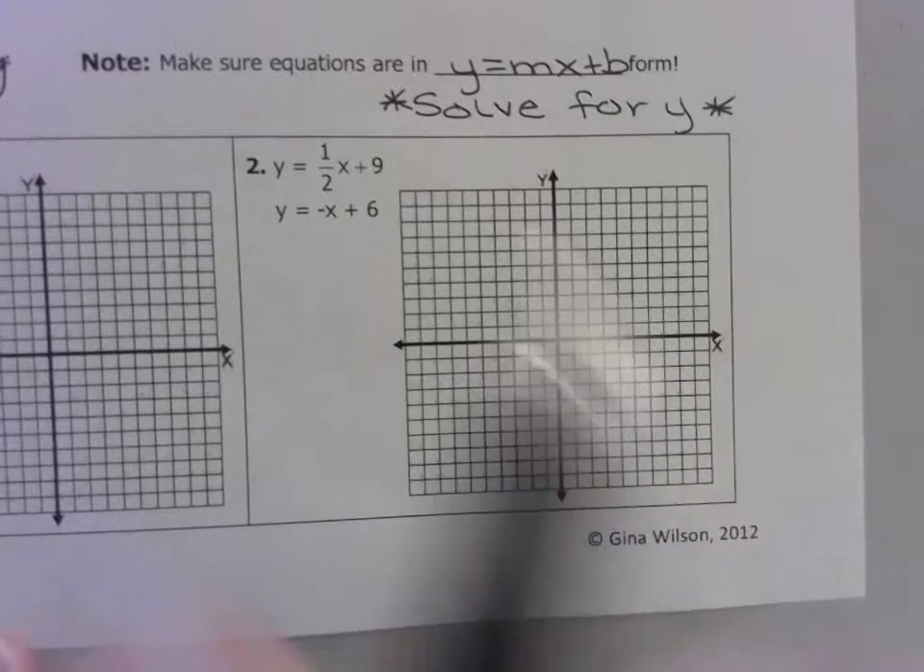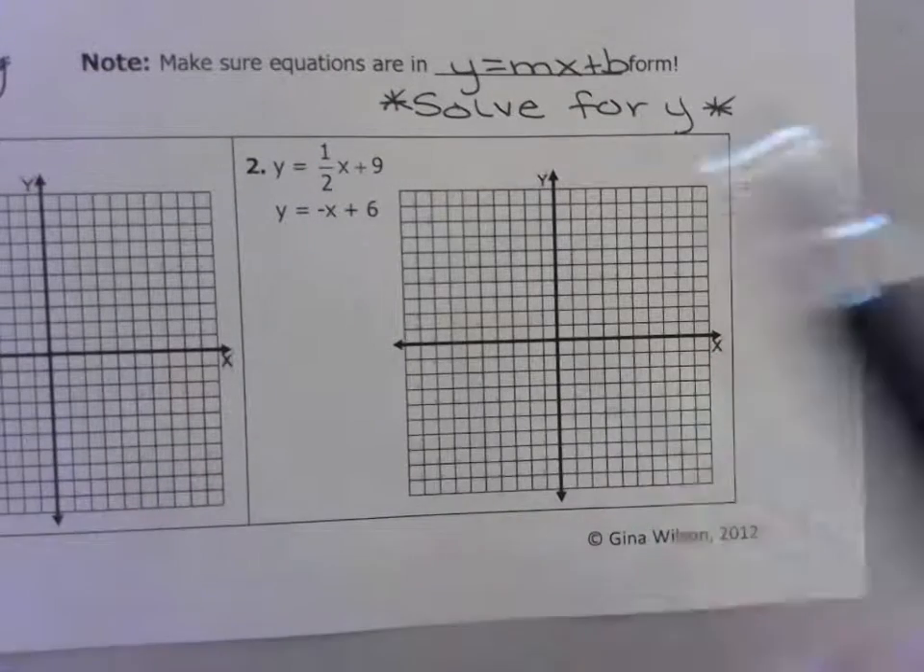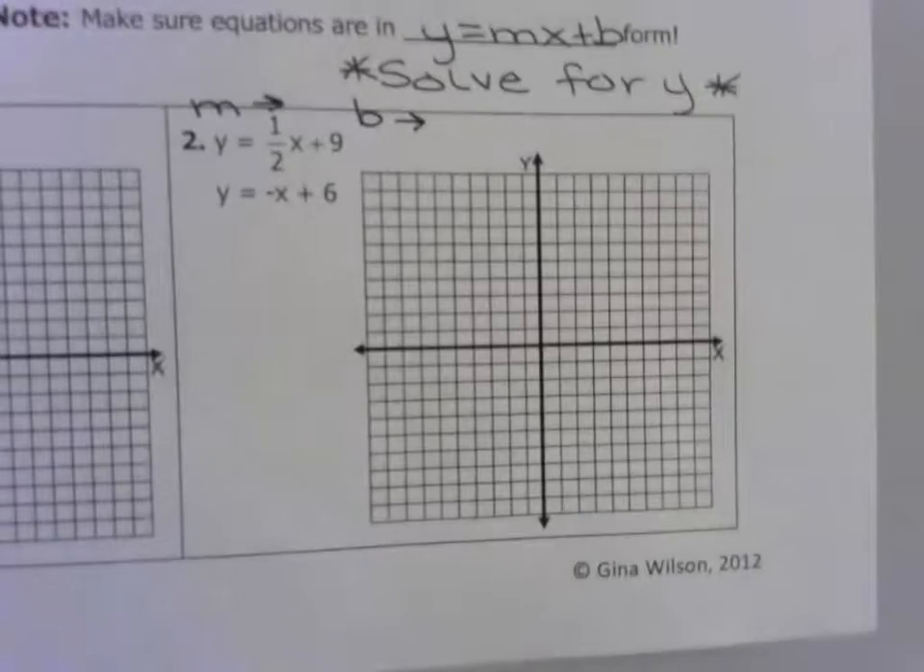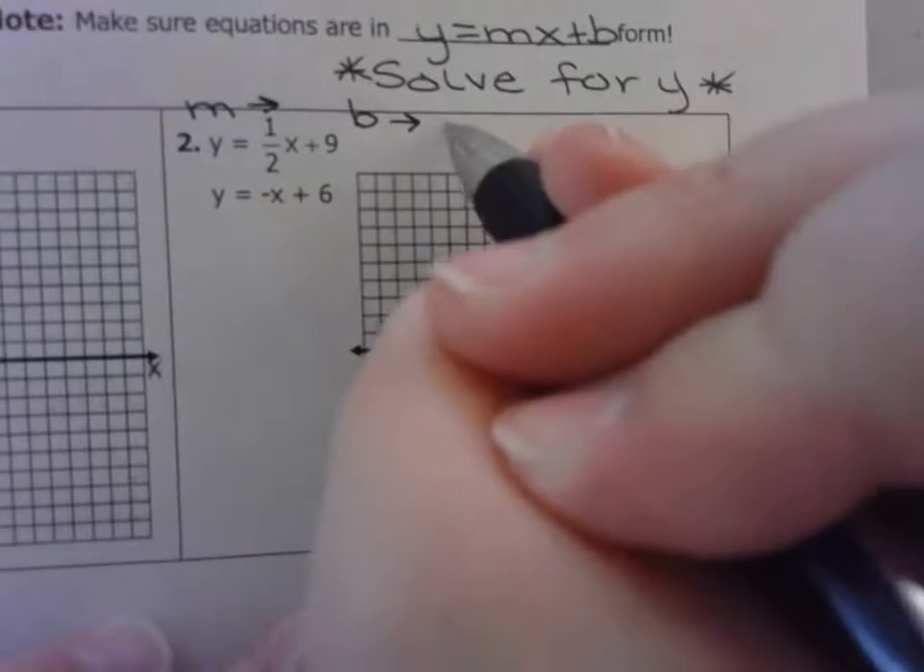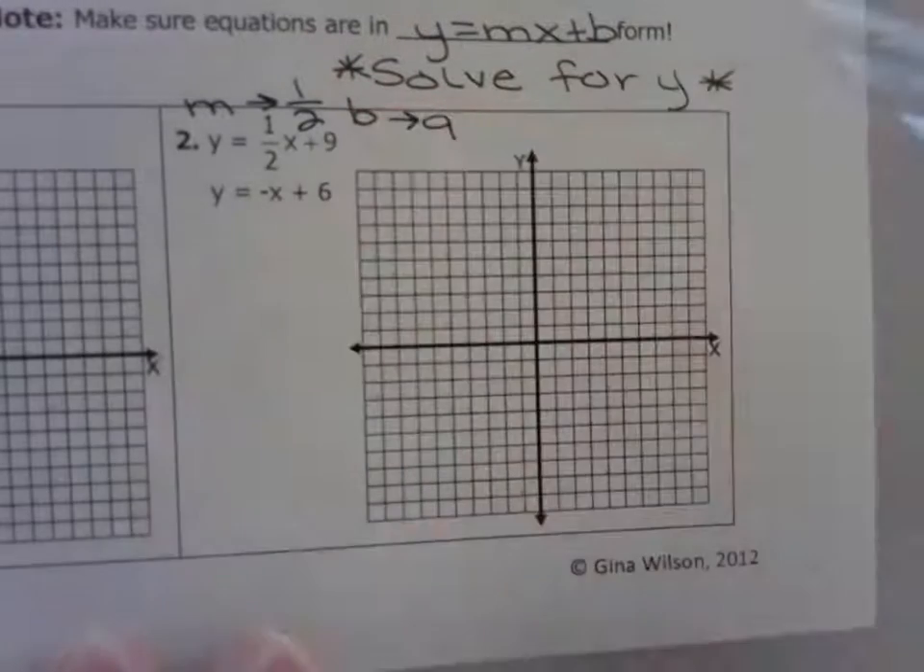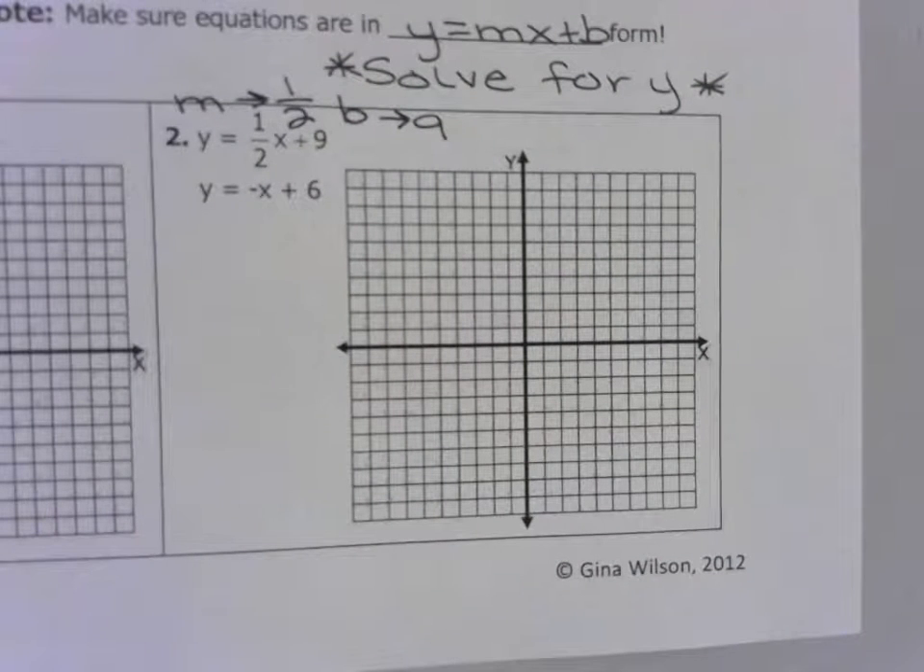So we're going to go through and graph each line. For this first line, the top line, we can identify the slope and the y-intercept. What is the y-intercept for the first line? 9. What's the slope? 1/2. If they're already y equals, then graphing it is easy. The y-intercept is the number not with x. The slope is in front of x.